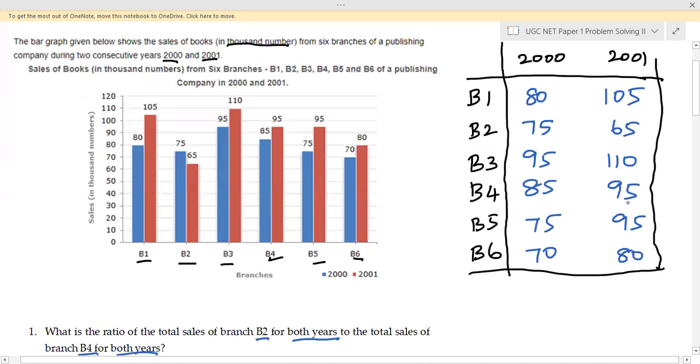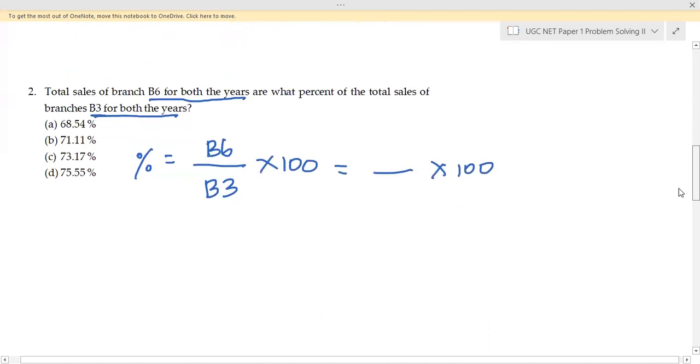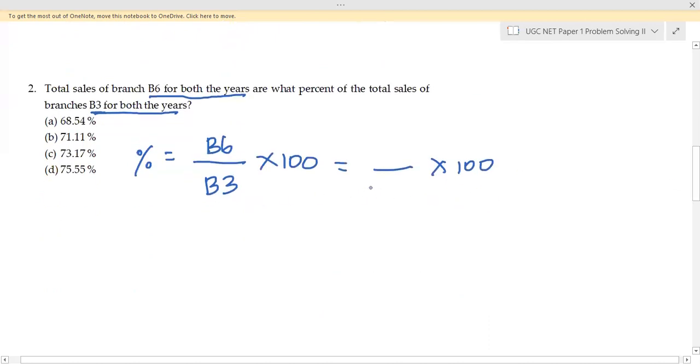So yes, B3 total would be actually 95 plus 110. So that would be nothing but 205, right? Yes, let's note it here. So B3 total would be 205, that is 205. And out of which, for which total, we need to find the percentage of B6 total.